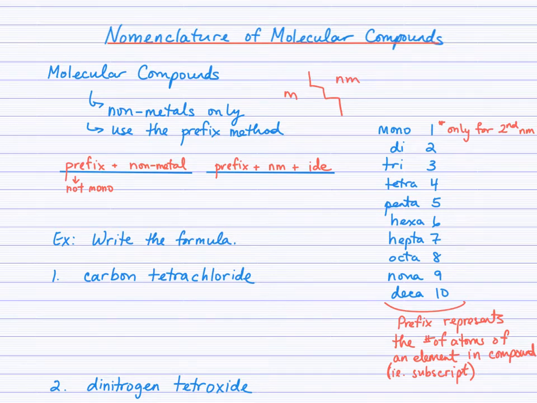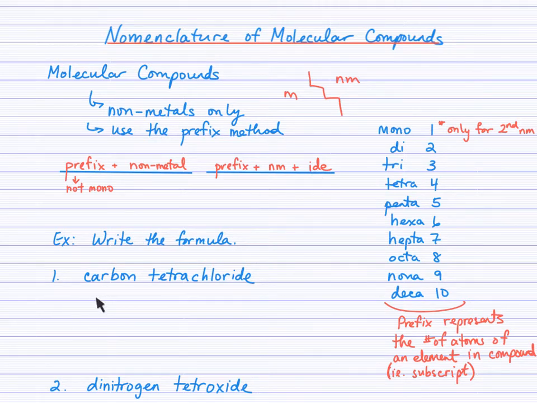So the common format then will be 2 words, so you'll notice blue here and blue here. The first word will be composed of a prefix, except for mono, we won't use that, with a nonmetal, no change to the ending. And the second word will be a prefix with a nonmetal root and IDE.